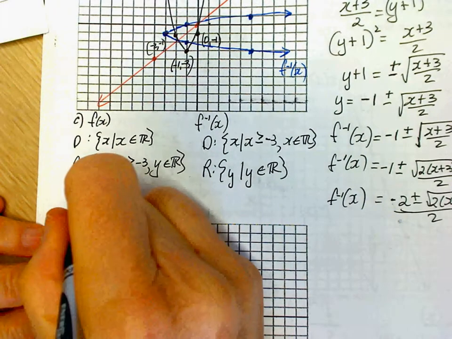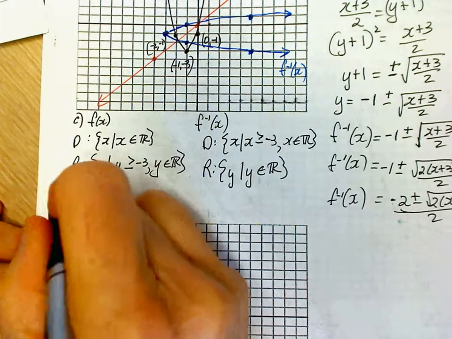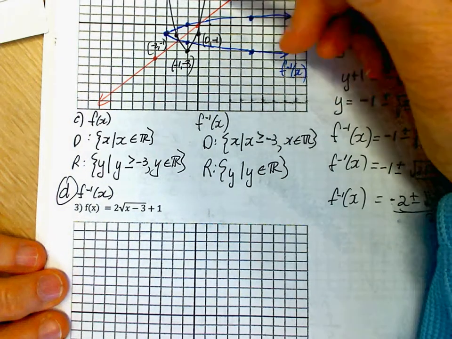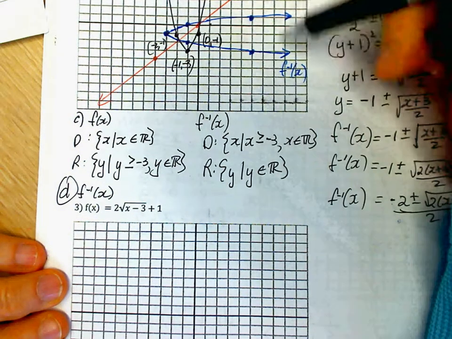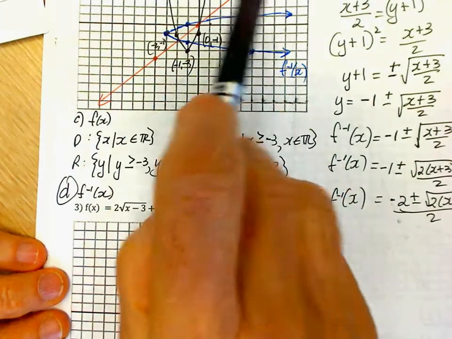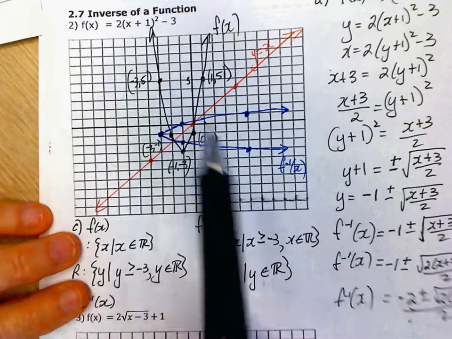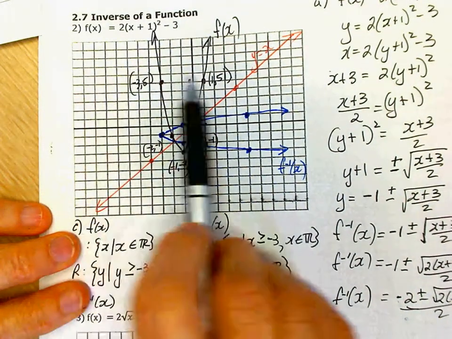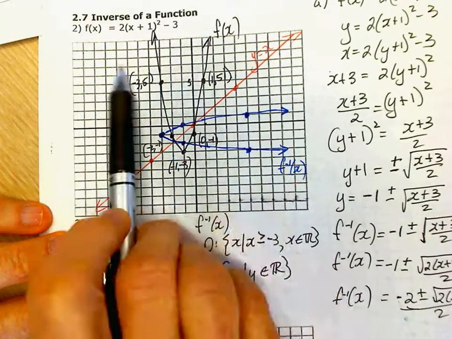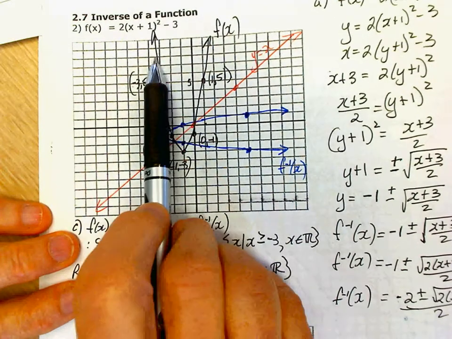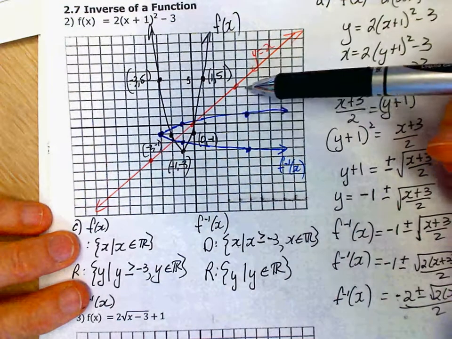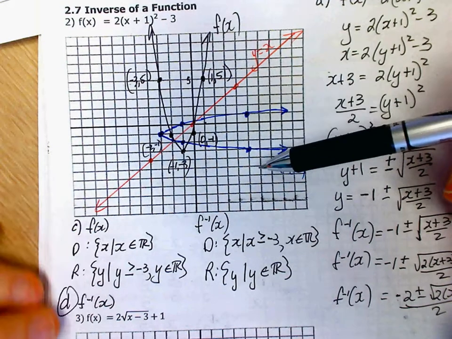Notice it does not pass the vertical line test. Right? See here, there's such a thing as a horizontal line test. See how it does not pass the horizontal line test? If I draw a horizontal line through here, I hit 2 points, right? So the inverse, I'm going to hit 2 points as well. So the inverse is not a function.